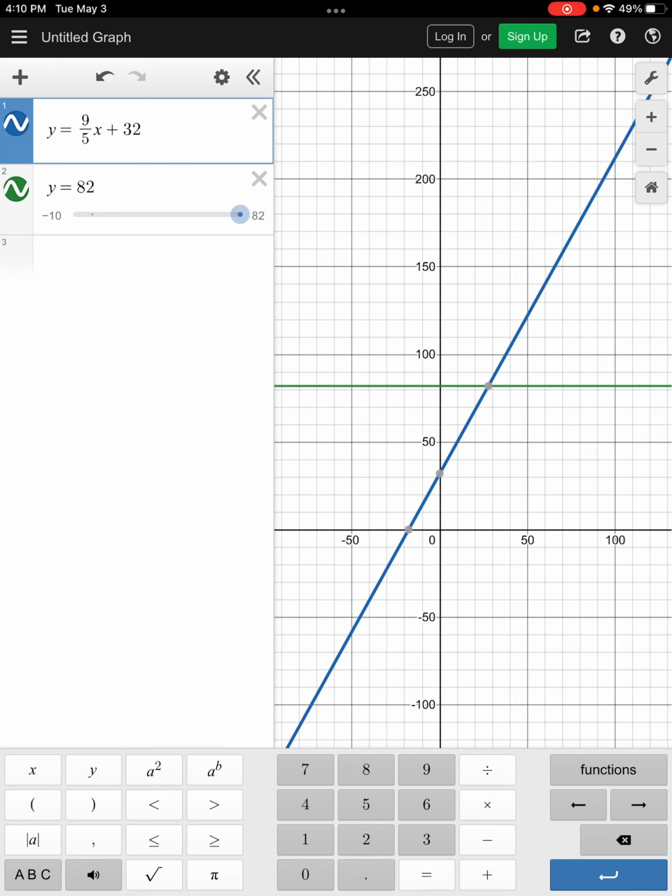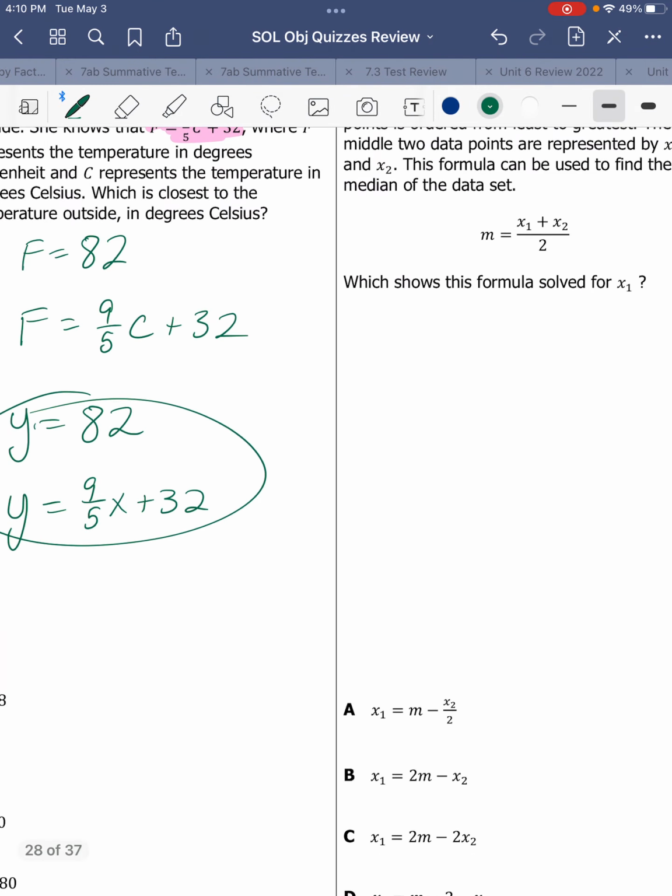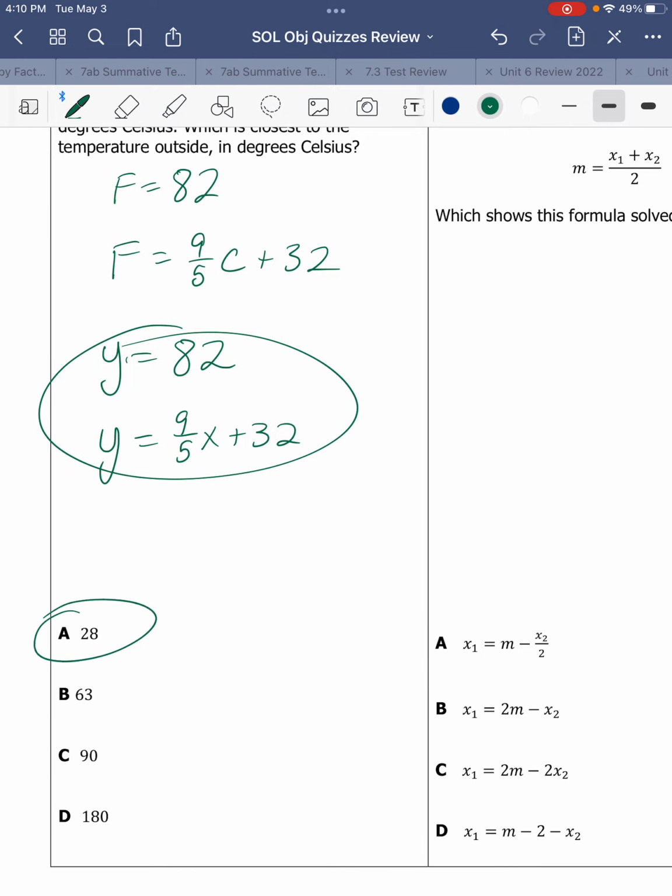You are actually looking for the intersection. So the intersection is 27.778, which is that 8. Never trust the third decimal, because that's rounded. That's 0.7 repeating. But that looks like it's closest to A.